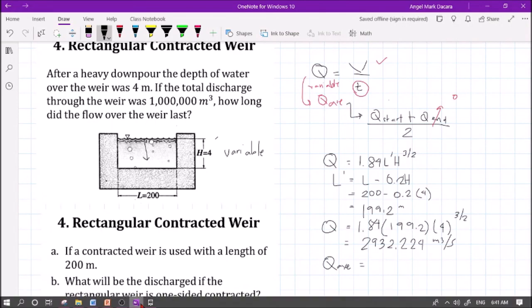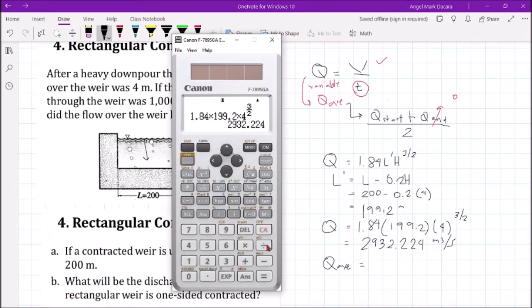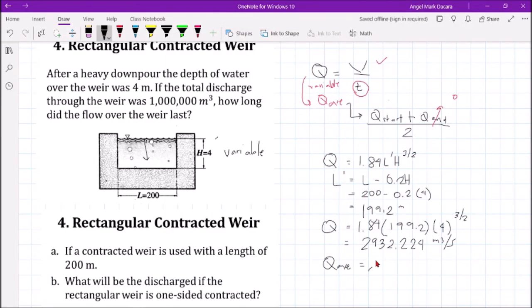is equal to, ilan yan? Divide natin 2 by 2. Kasi Q start divided by 2, ganoon lang eh. So, 1466.112. Okay? So, yan. Cubic meters per second. So, ayun lang.